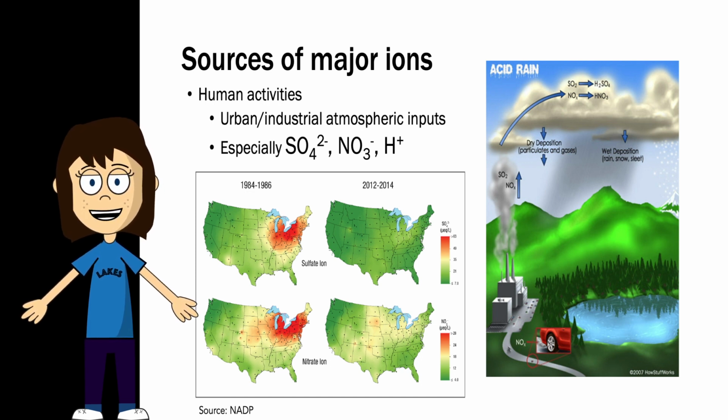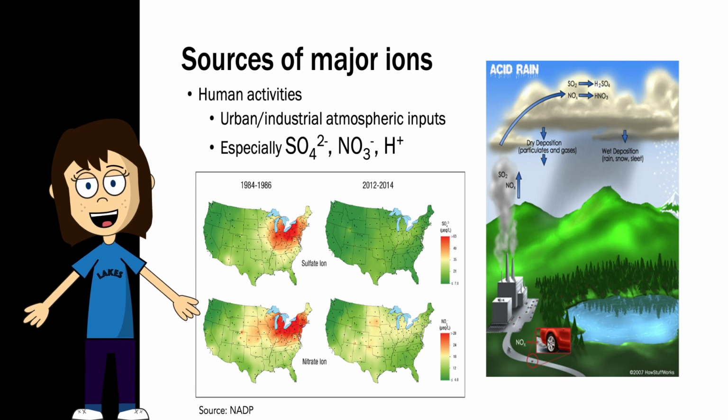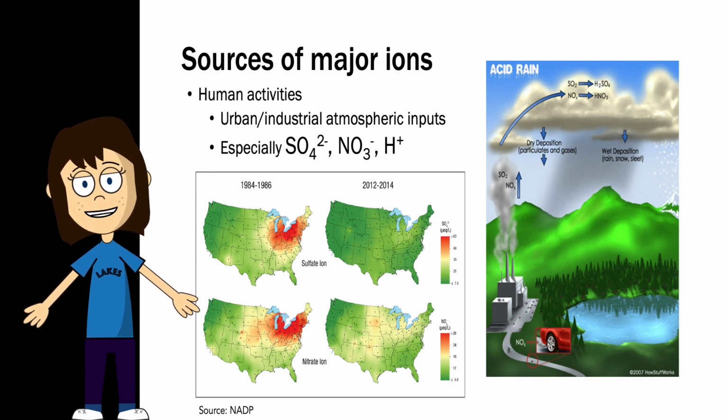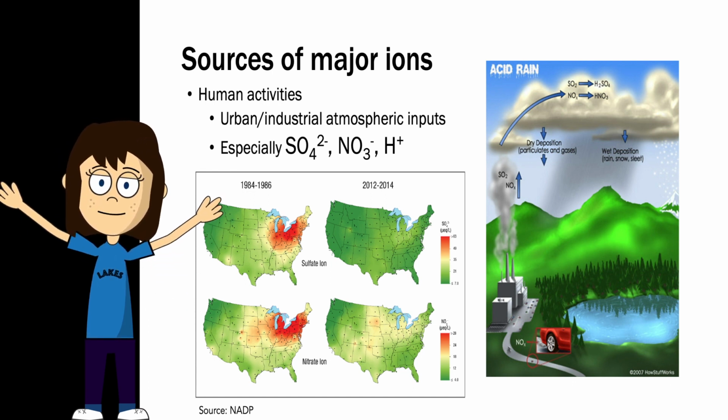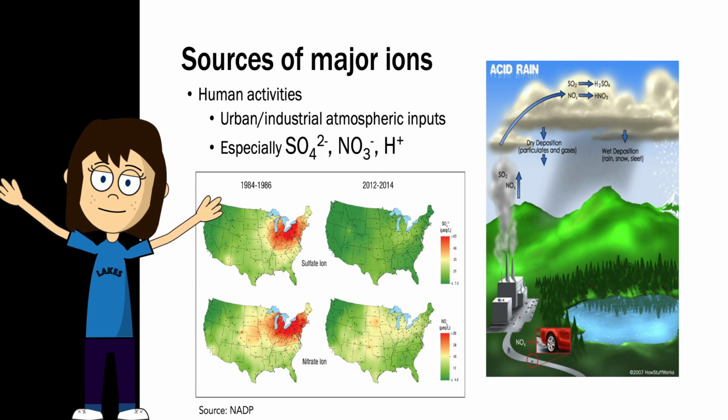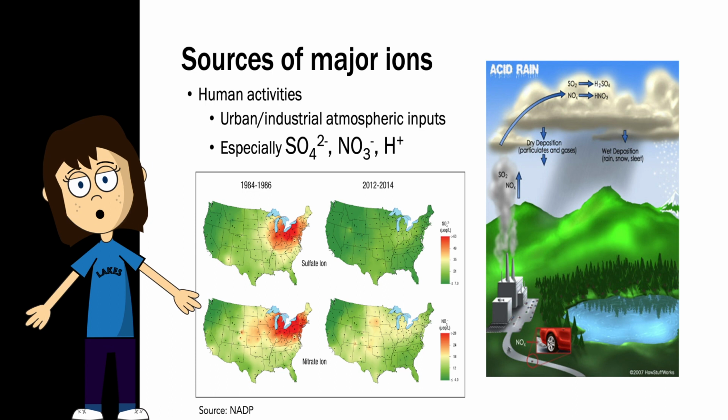After limnologists sounded the alarm to the effects of acid rain in the 1970s, there's been a lot of legislation curtailing the emissions of sulfur dioxides and nitric oxides into the atmosphere. And you can see in these NADP maps, comparing sulfate and nitrate ion deposition in 1984 and 1986 to deposition in 2012 to 2014, that the atmospheric deposition of these ions has drastically decreased.